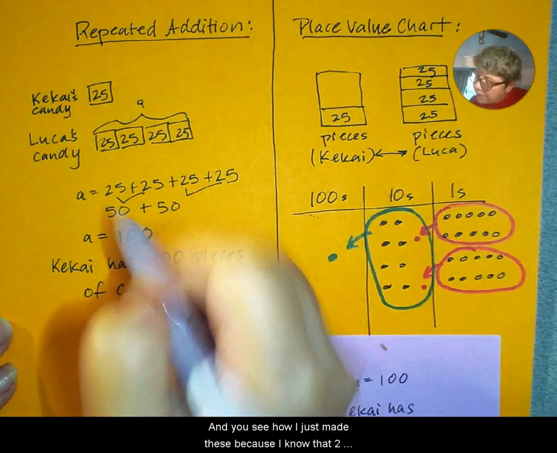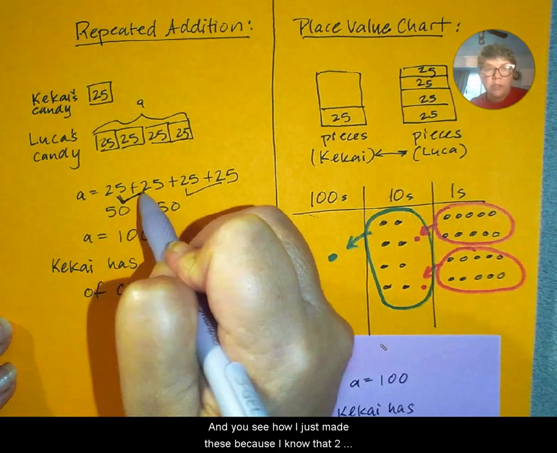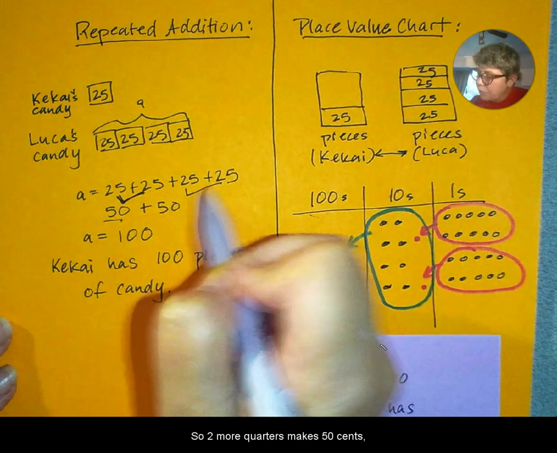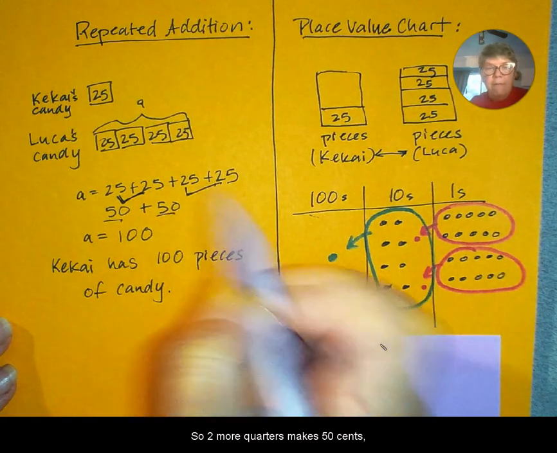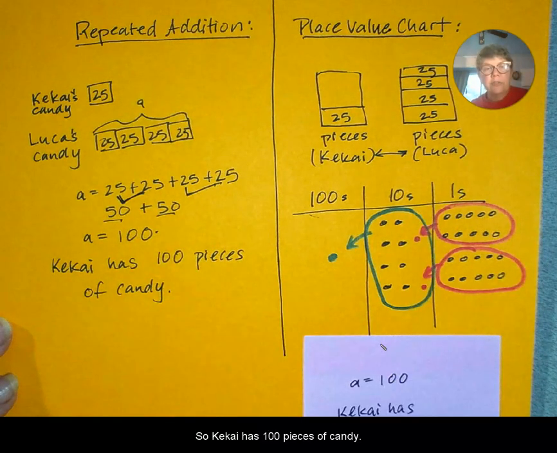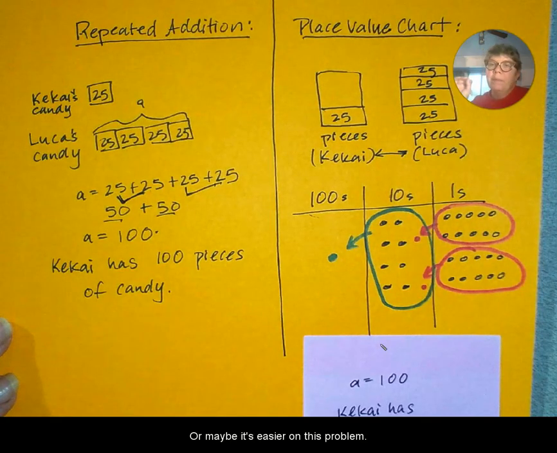And you see how I just made these? Because I know that 2 quarters, 2 25-cent pieces, makes 50 cents. So 2 more quarters makes 50 cents. 50 and 50 makes 100. So Kekai has 100 pieces of candy. Maybe that's easier for you, or maybe it's easier on this problem, right?